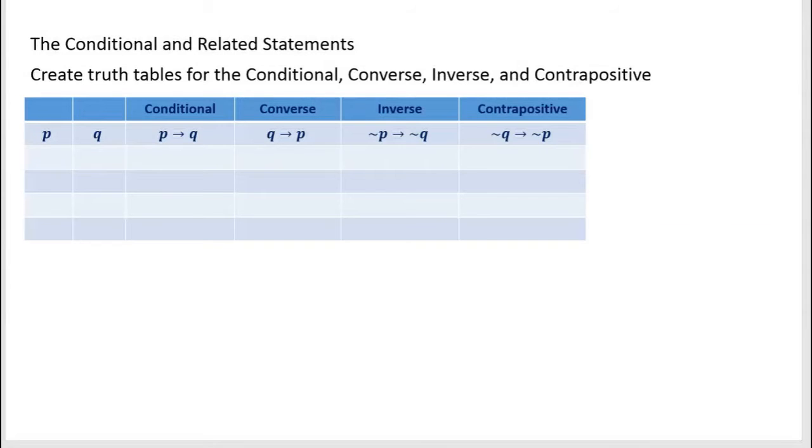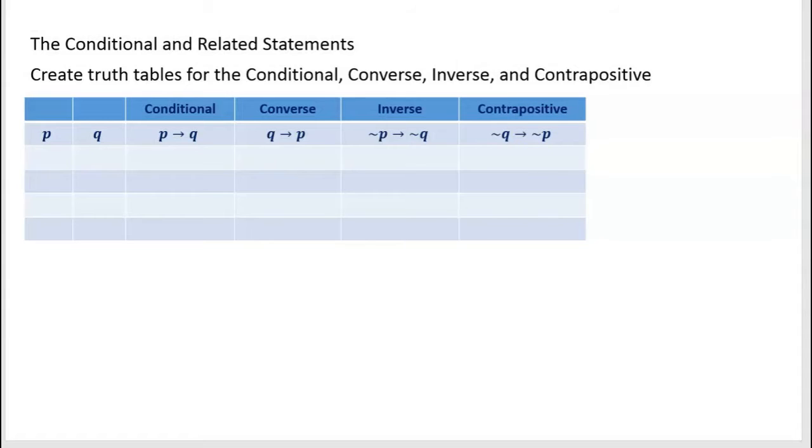Here we go. I went ahead and made a table for you. There's where I fixed the converse. So we have a column for P, a column for Q, right? Here's my conditional. Here's my converse. Remember, that's our reverse it. Here's our inverse. That's our flip it. And here's our contrapositive, which is flip it and reverse it. Now, let's create some truth tables here. I've got my black pen. I'm going to stick with that.